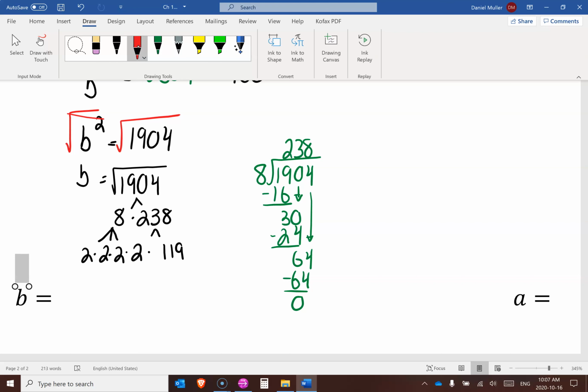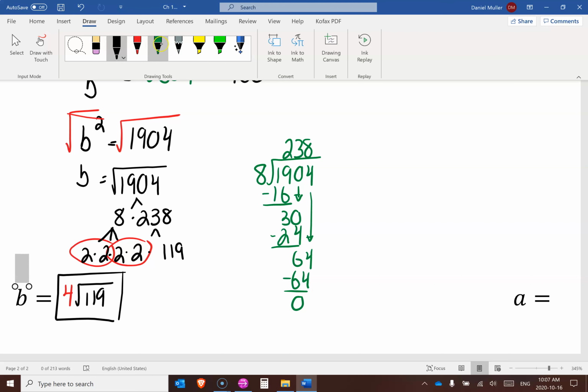117 we could divide, but 119 we cannot. So I'm looking for pairs. We got a pair there, a pair there. 2 times 2 is 4. And then left over is 119. You could try dividing 119 by things. You know it's not 2, 4, or 6. You could have tried 3 into 119, which is 3 times 3 is 9, which is 29, and 3 can't go into 29. So 3 wouldn't work, and then 5 obviously wouldn't.